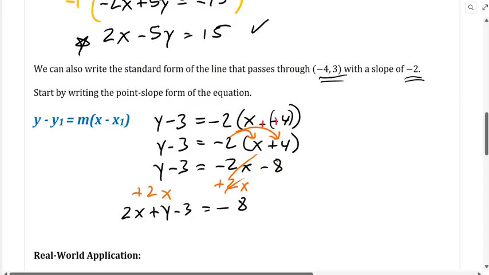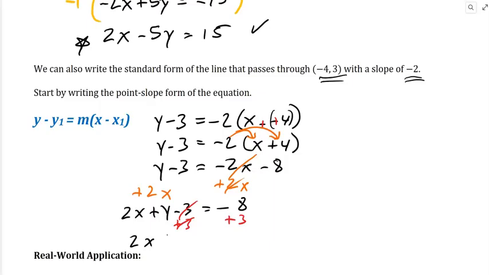Now my next step is to get rid of the -3. So I'm going to add 3 to both sides. Those cancel out. And now I have 2x plus y equals -8 plus 3 is -5.